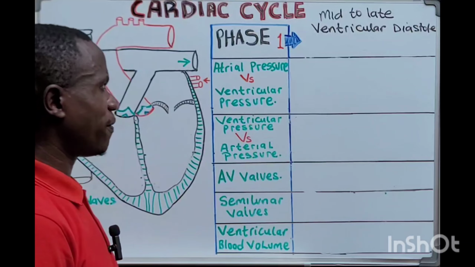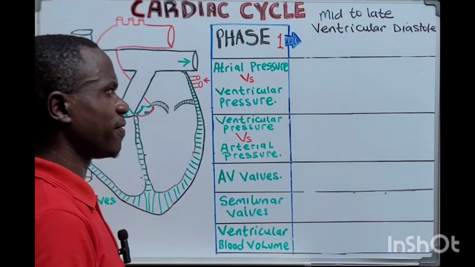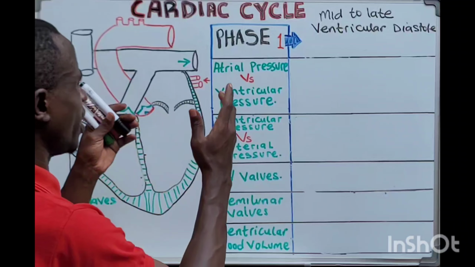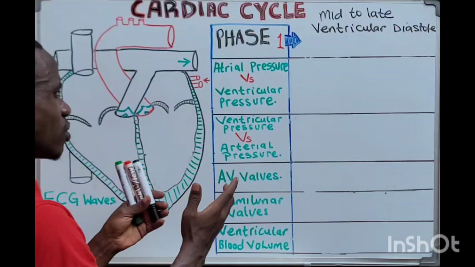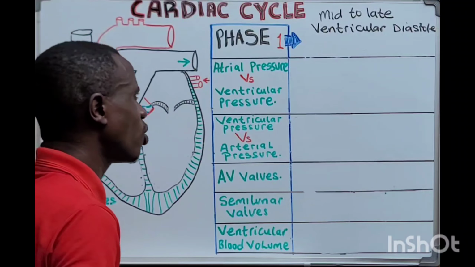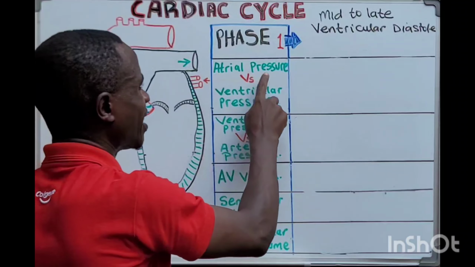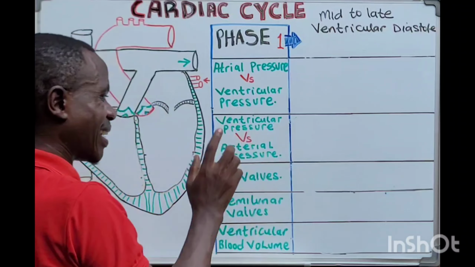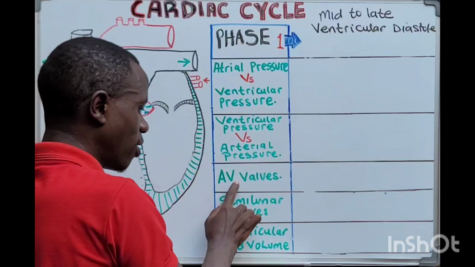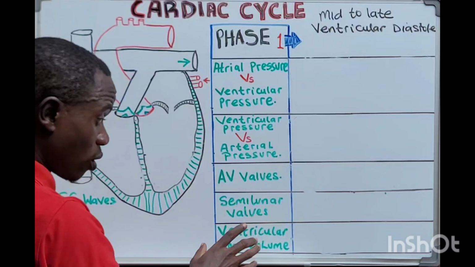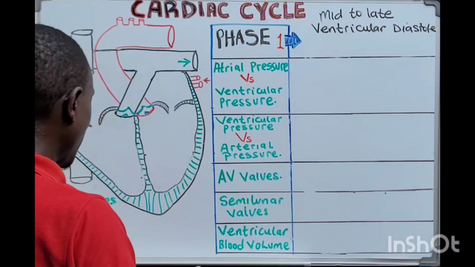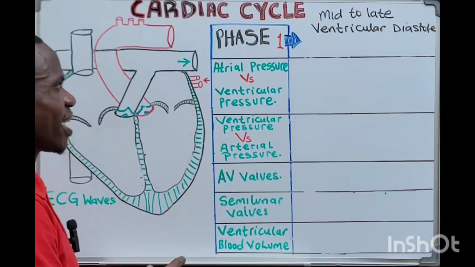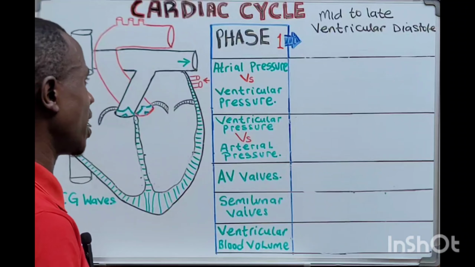So we are taking a look at the first phase of the cardiac cycle, which we are calling the mid to late ventricular diastole, the last part of ventricular relaxation. During this phase, the main variables we are going to pay attention to are the arterial pressure changes versus ventricular pressure. We shall also look at the status of the AV valves and the semilunar valves. We shall also look at the ventricular blood volume changes. And then finally, we shall talk about the ECG wave patterns, because this cardiac cycle also moves in line with the heart conduction system.